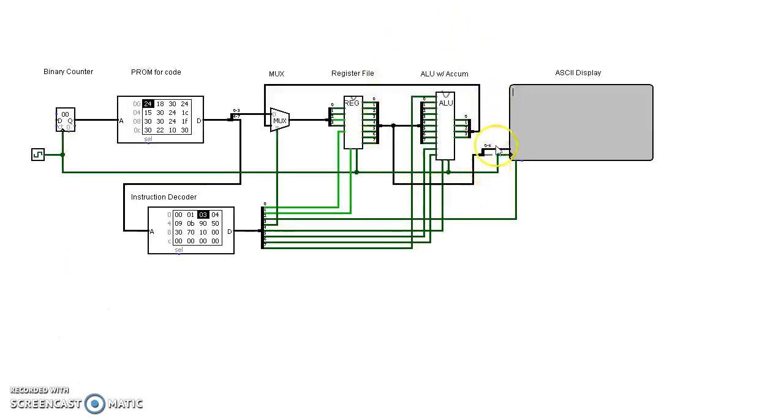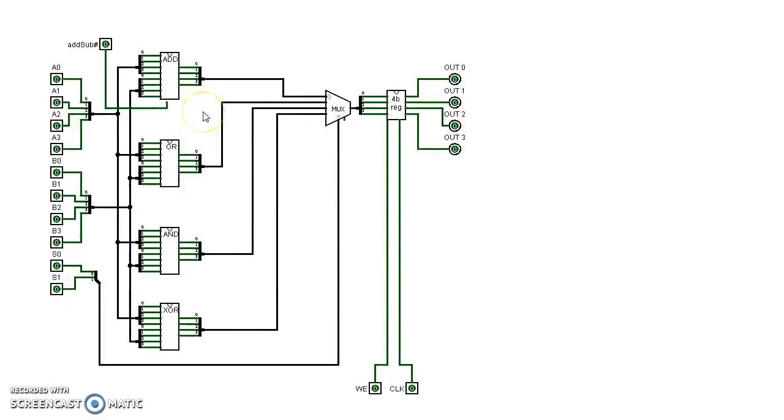Next up, we have the arithmetic logic unit with the accumulator. The arithmetic logic unit consists of an addition subcircuit, bitwise OR, and an exclusive OR subcircuits, a demultiplexer, and another 4-bit register, the same as we have used before.